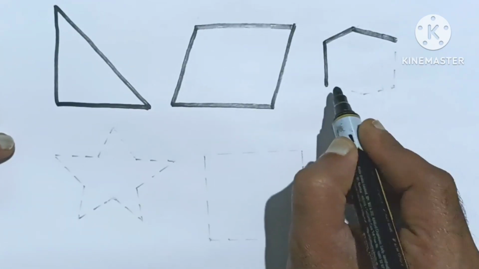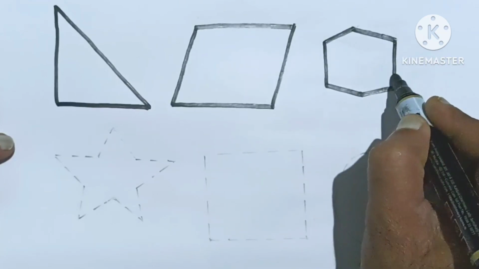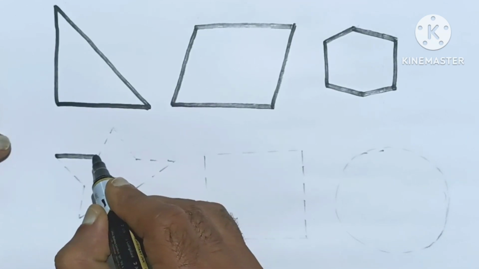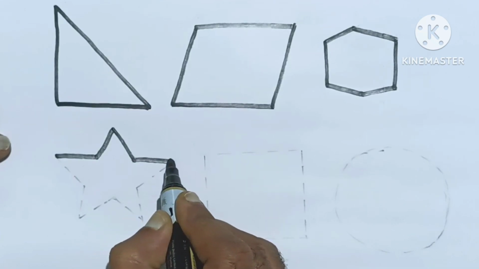What is this? This is a hexagon. What is this, kids? Hexagon. A star. What is this? This is a star.